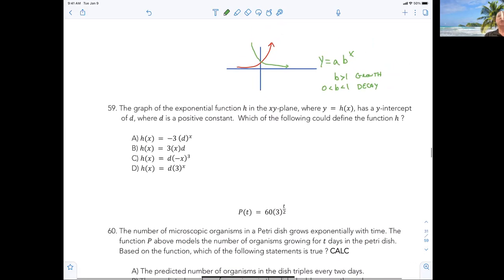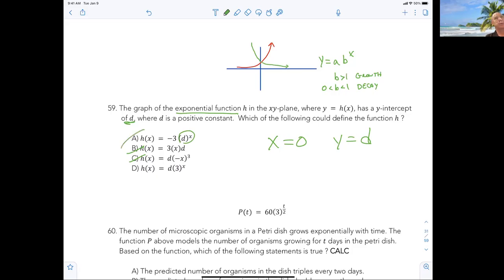Okay, so exponential means the variable is in the exponent. So if I'm looking at 59, because they're talking about an exponential function, I know it can't be B. I know it can't be C, because the variable is not in the exponent. That's how I know it's not an exponential. Is everybody good with that? Now, it says that the y-intercept is D. We've talked about that a bunch. If the y-intercept is D, that means when x equals zero, y equals D. Listen to what I'm saying. When x equals zero, y equals D. So if I plug zero in for A, D to the zero would be one. Anything to the zero power is one. And then one times negative three would be negative three. So A is not correct.